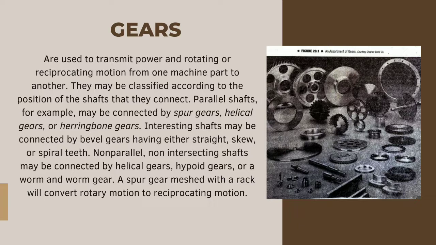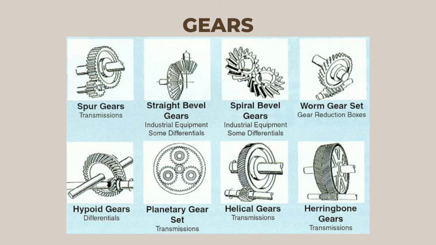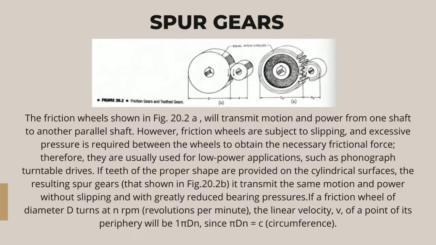A spur gear meshed with a rack will convert rotary motion to reciprocating motion. As you can see in the picture, there are teeth that are evenly cut. Those are gears. Spur gears definition and formula.